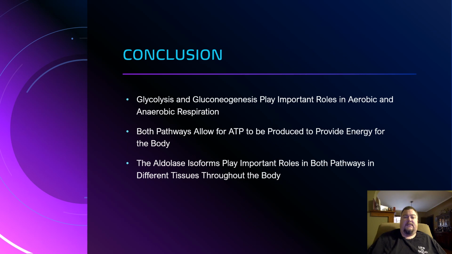Both the glycolysis and gluconeogenesis pathways play important roles in aerobic and anaerobic respiration. Both pathways allow for ATP to be produced to provide energy for the body, and the aldolase isoforms play important roles in both pathways in different tissues throughout the body.